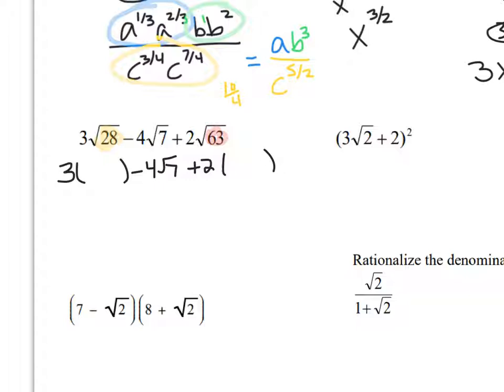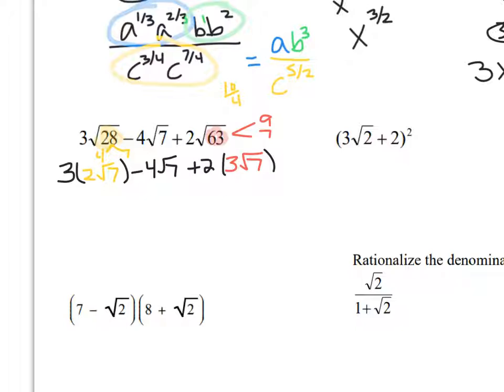So the biggest perfect square that goes into 28 is 4. And that's 4 times 7, so that would give me 2 square root of 7. Biggest perfect square that goes into 63 is 9. So that would be square root of 9 is 3. And I'm left with square root of 7. So I'm already seeing, hey, maybe I'm going to have a whole bunch of stuff to combine.